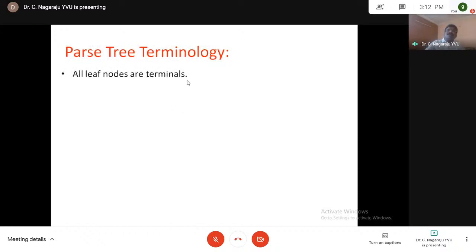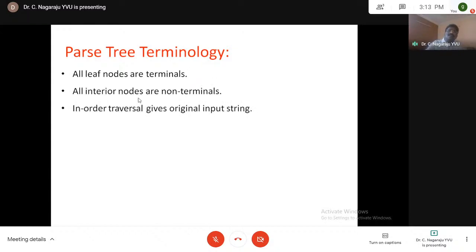For example, you see the main terminology of the parse tree. All leaf nodes are terminals, and all interior nodes are non-terminals. In-order traversal gives the original input string.